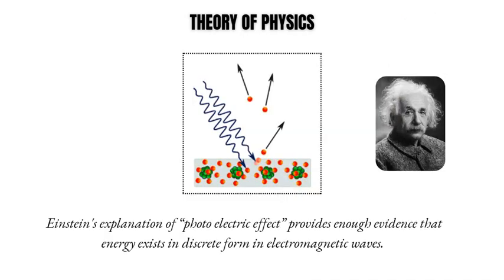Einstein's explanation of the photoelectric effect provided enough evidence that energy exists in discrete form in electromagnetic waves. The entire spectrum of electromagnetic waves, like radio waves, X-rays, infrared, visible light, ultraviolet rays, exhibits the property that energy is in packets of discrete quantities.